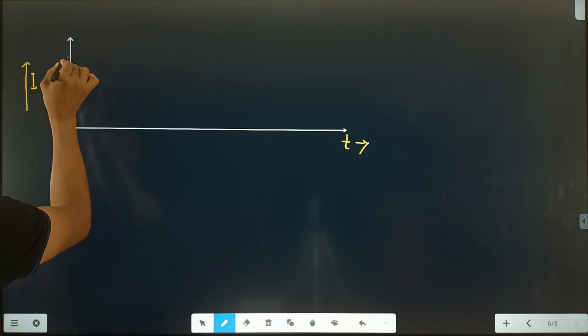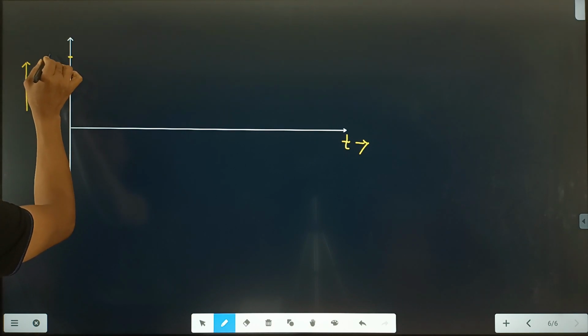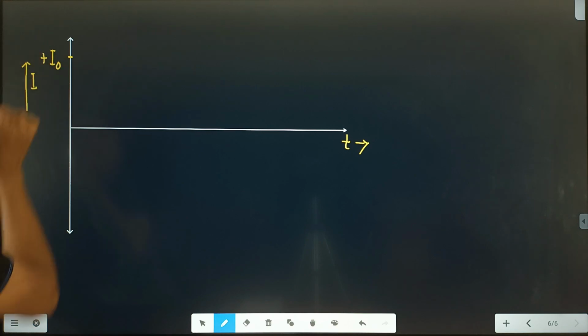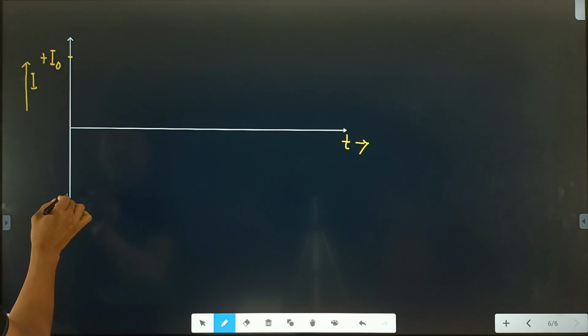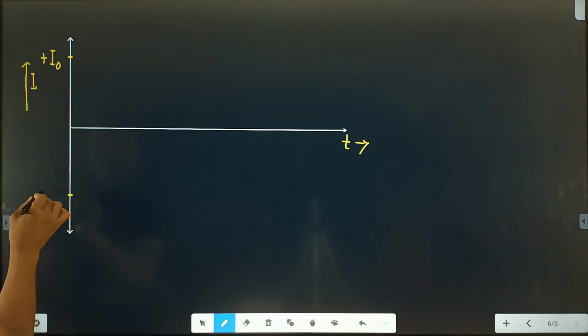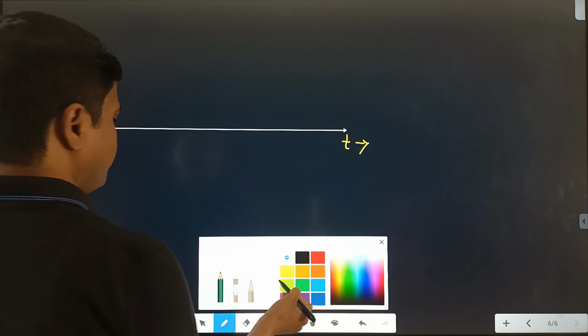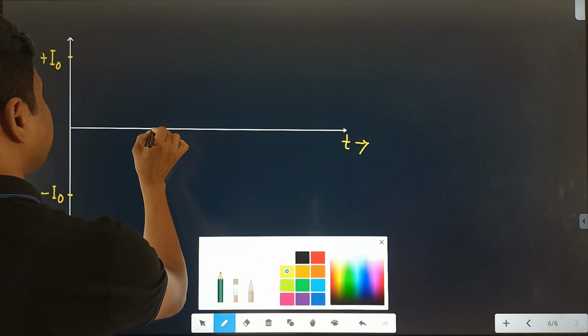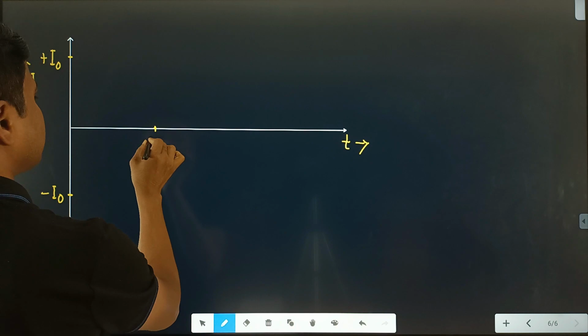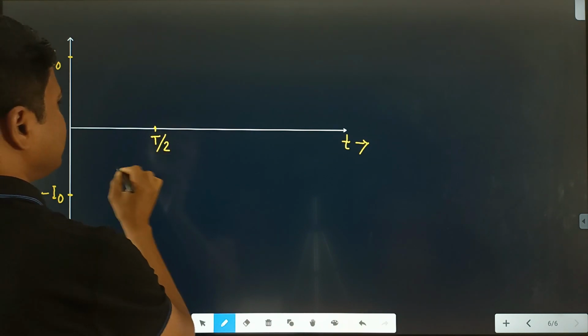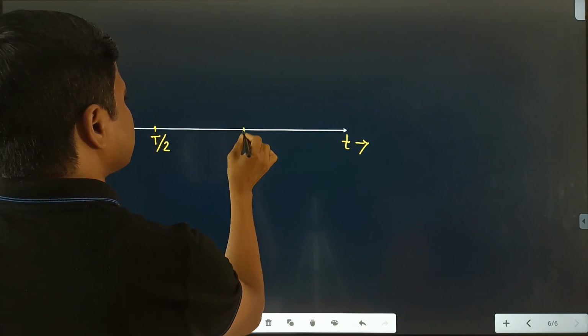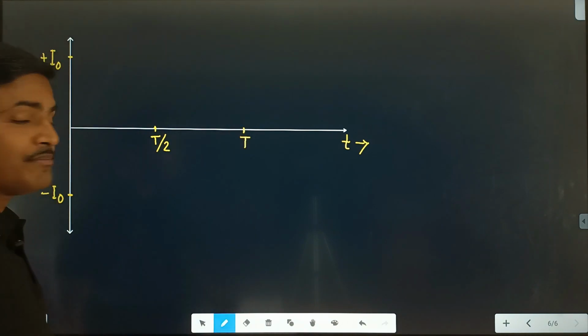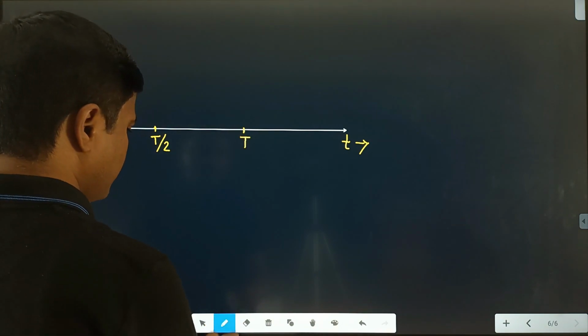And this side is positive, and suppose this is the maximum value. For the maximum value, we write I0, that is plus I0. Similarly, this is the maximum value on the negative side. We write that as minus I0. And here, this is half of the time period, we write T by 2. And this is the time period, we write T, because time period means simply T.